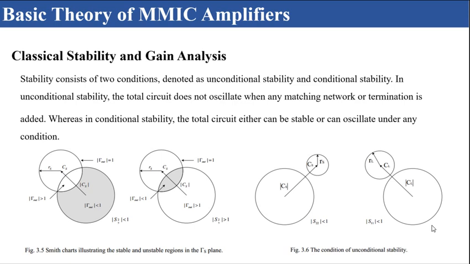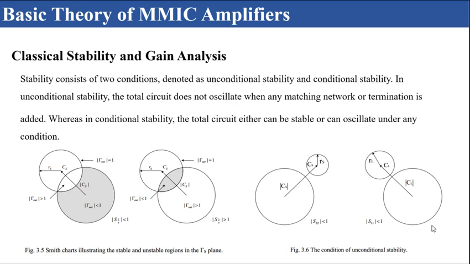Stability consists of two conditions, denoted as unconditional stability and conditional stability. In unconditional stability, the total circuit does not oscillate when any matching network or termination is added, whereas in conditional stability, the total circuit can either be stable or can oscillate depending on the condition.